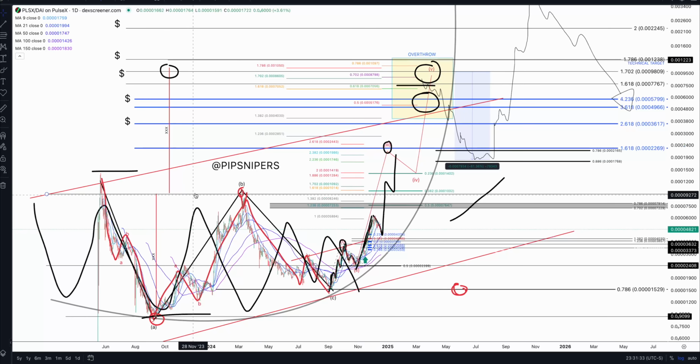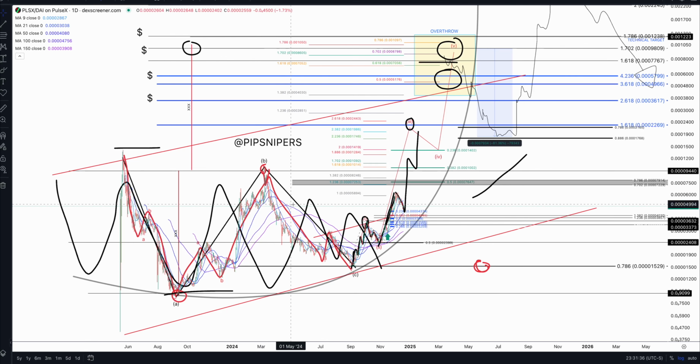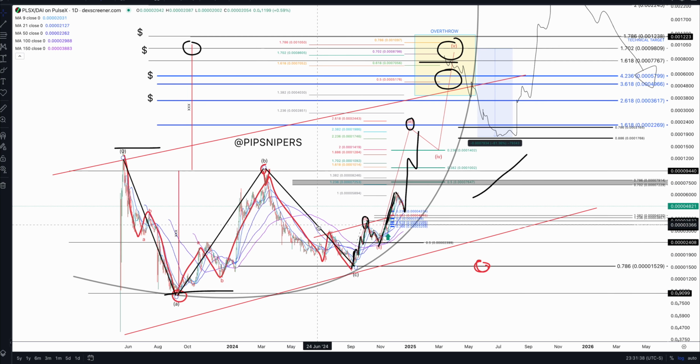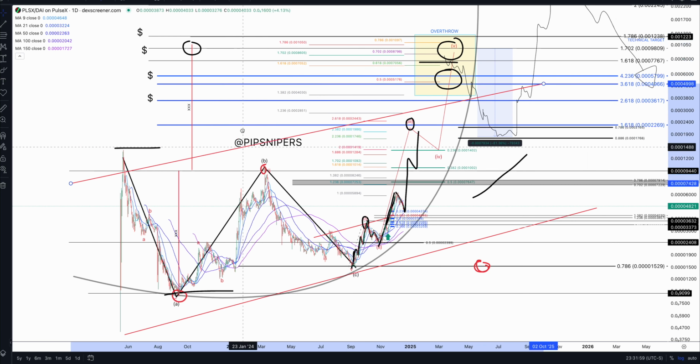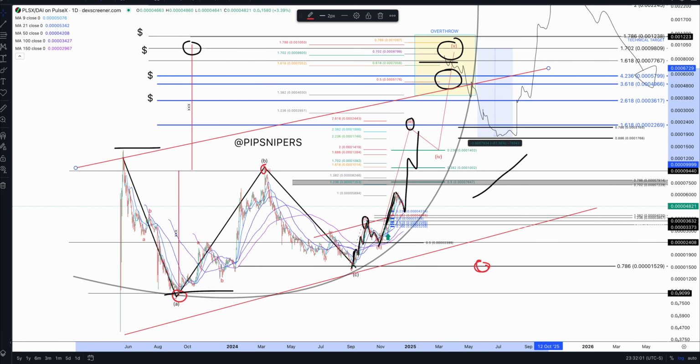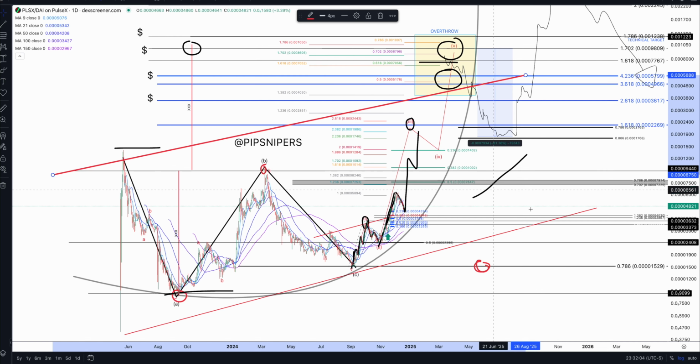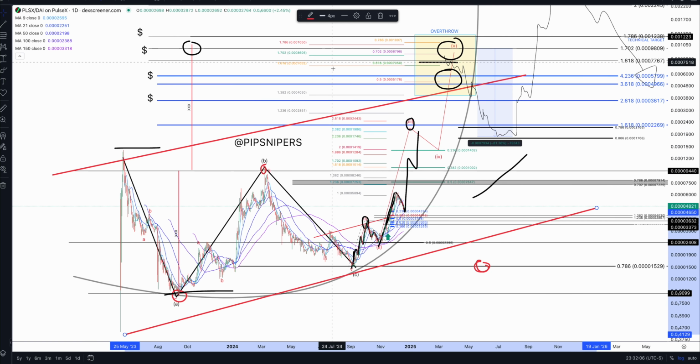So I think we're going to have an overthrow of this ascending channel over here. Not only do we have a Wyckoff accumulation range that we're attempting to break out of, but we also have an ascending channel likely about to form, or sorry, forming as well. Okay. You see this channel right here? I'll make it thicker so you guys can see.